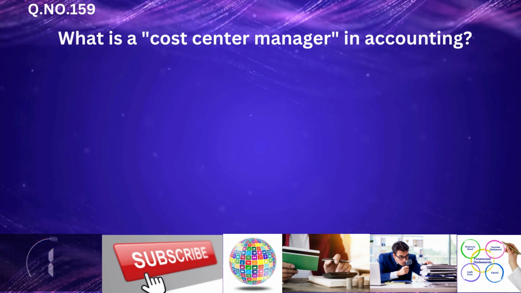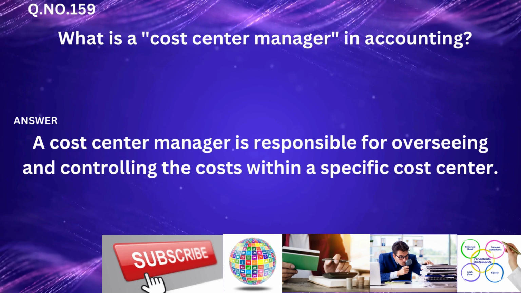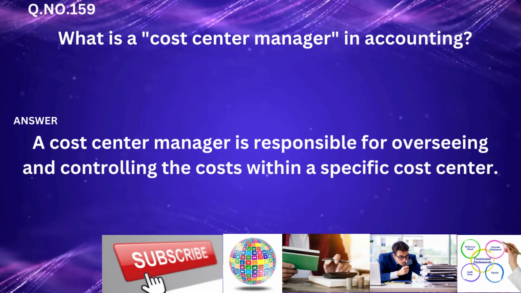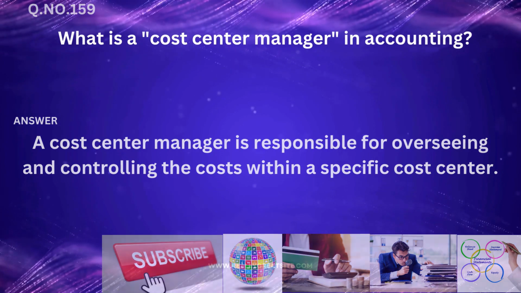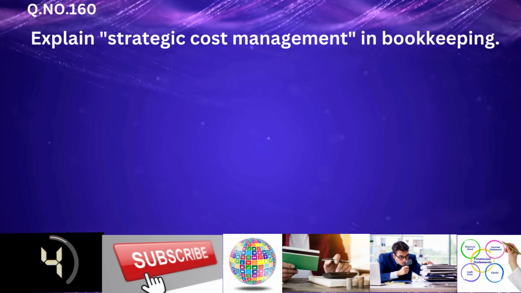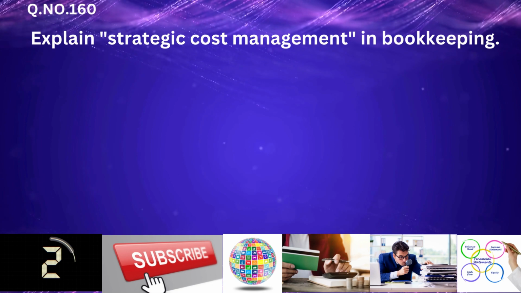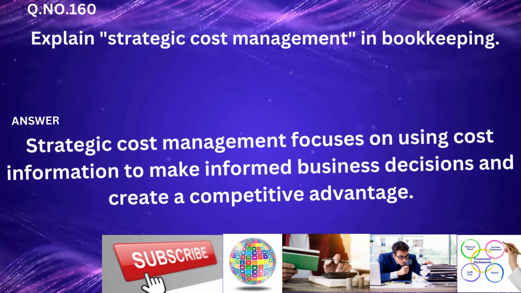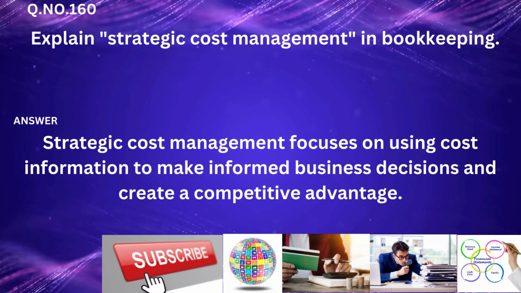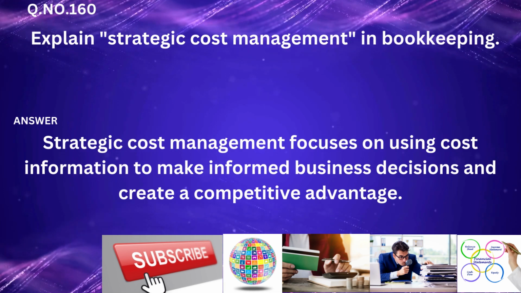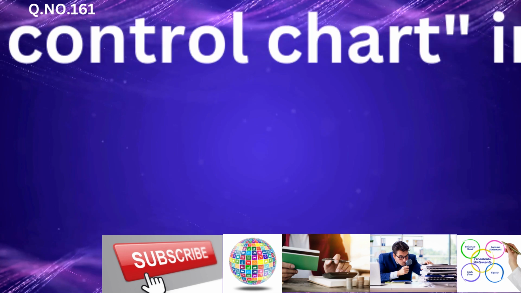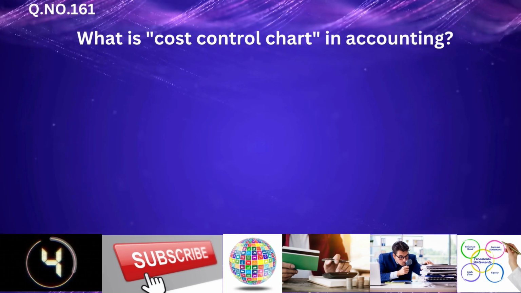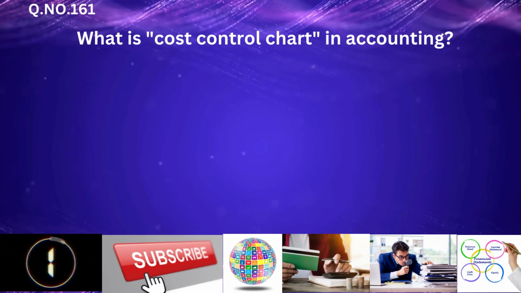Question 164. What is a cost accounting system in accounting? Answer: a cost accounting system tracks and records the costs associated with the company's products or services. Question 165. What is cost allocation process in bookkeeping? Answer: the cost allocation process distributes indirect costs to cost objects based on a chosen allocation method.